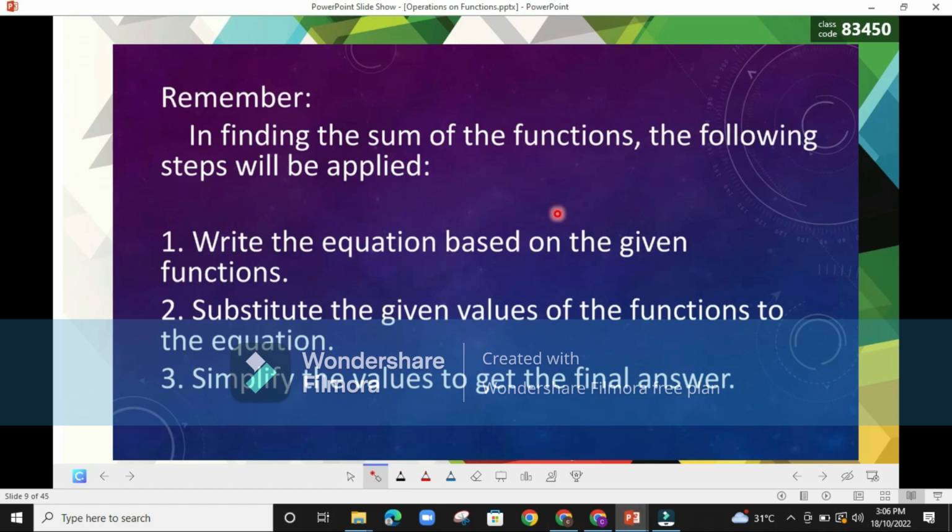You have to remember that in finding the sum of the functions, the following steps will be applied. The first is write the equation based on the given functions. Number 2, substitute the given values of the functions to the equation. Number 3, simplify the values to get the final answer. Okay, I hope that everything is clear for adding functions, or the first operation.